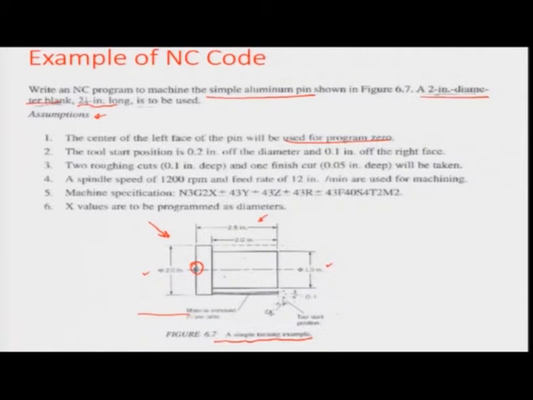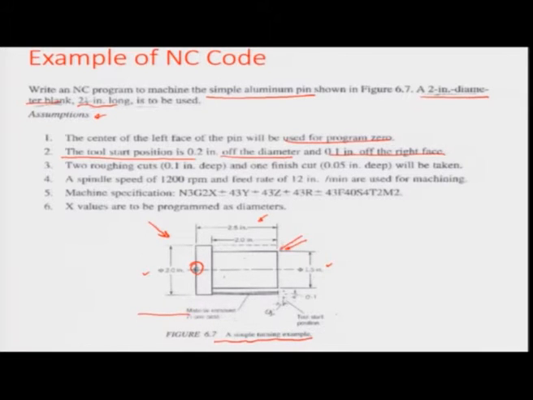You know that the Z would be positive as the tool moves away from the origin, in this particular case in an axial manner parallel to the axis of the workpiece. This right here is the workpiece, okay, which is a simple cylindrical aluminum blank from which you have to do the machining. So, the tool start position further is given to be 0.2 inches off the diameter and 0.1 inches off the right face.